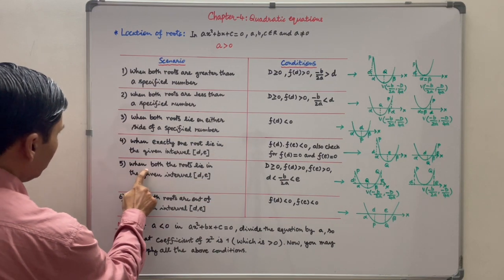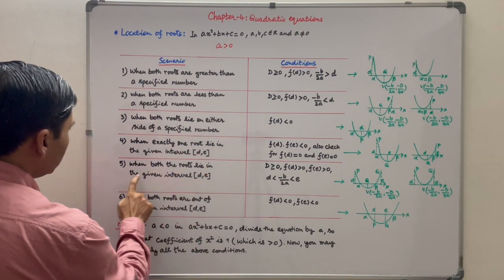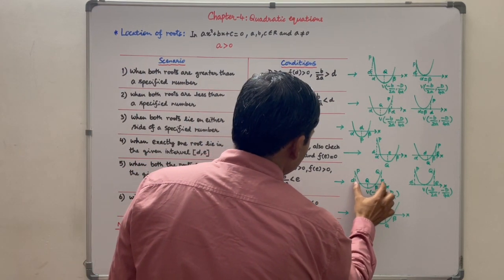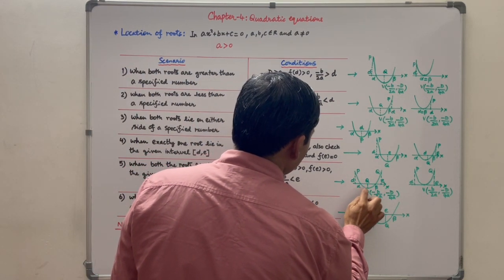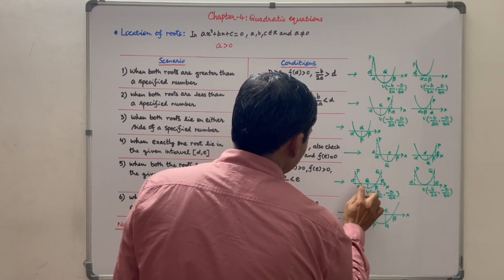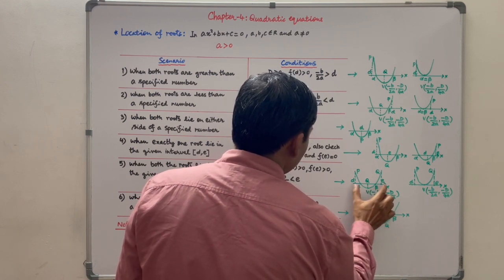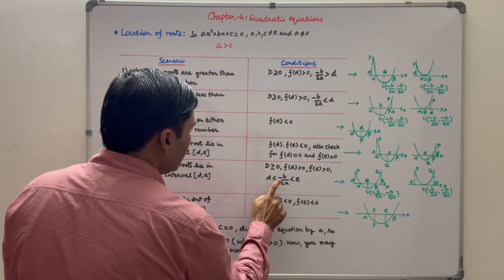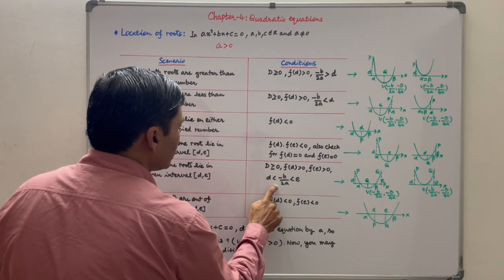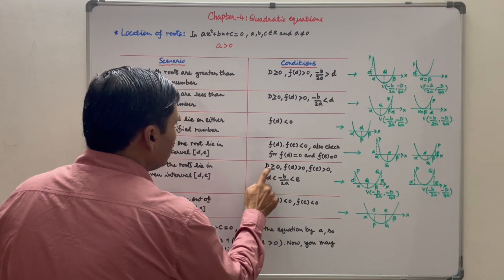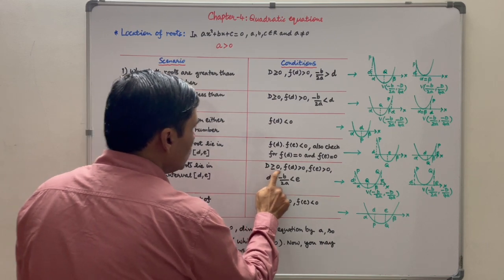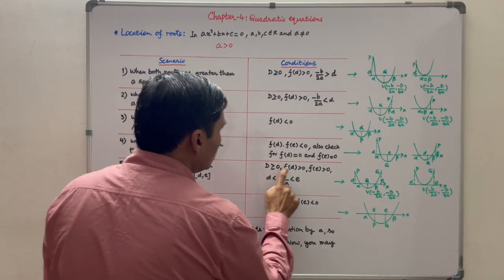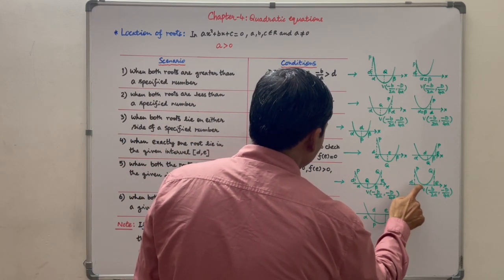Scenario 5. When both the roots lie in the given interval d, e. Suppose this is the given interval and the roots are alpha and beta. So both the roots alpha and beta lie in the given interval. There are 4 conditions applicable in this scenario. Let us understand them one by one. When D is greater than 0, roots are real and distinct. When D is equal to 0, roots are real and coincident.